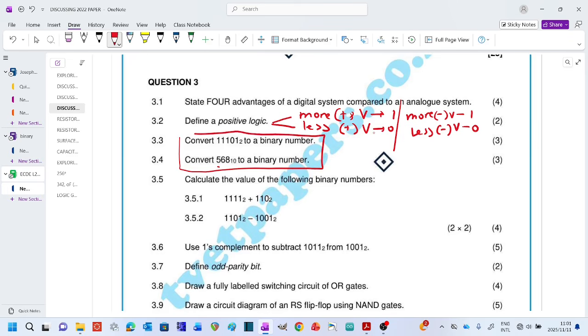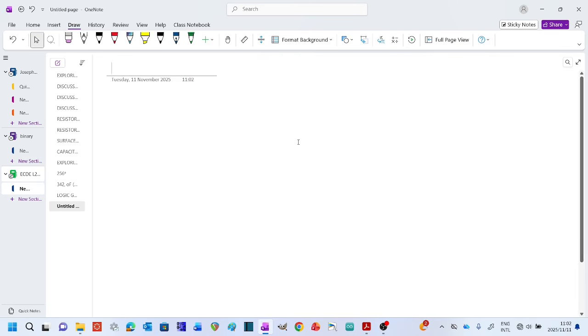One, we have to convert from binary to decimal. Okay, so there was a mistake here. They said convert 11101, which is base 2, to binary. We were supposed to convert it to decimal. That was a mistake. And then convert 568 base 10, which is decimal, to binary.